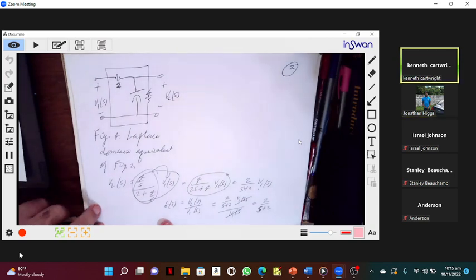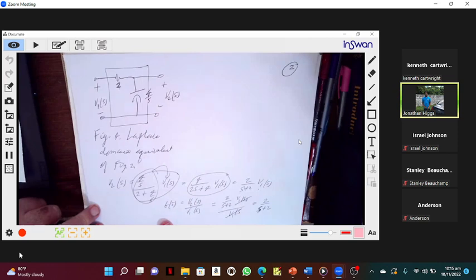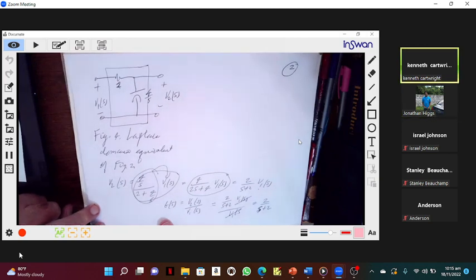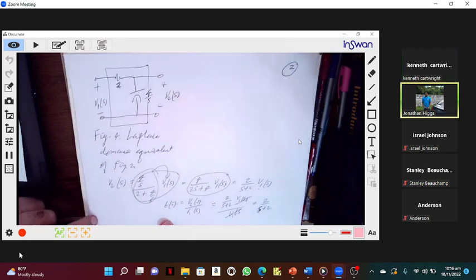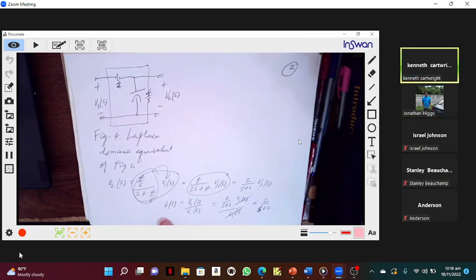I divide the top and bottom by 2. 4 divided by 2 is 2. 2S divided by 2 is S. 4 divided by 2 is 2. Simple grade 9 division.